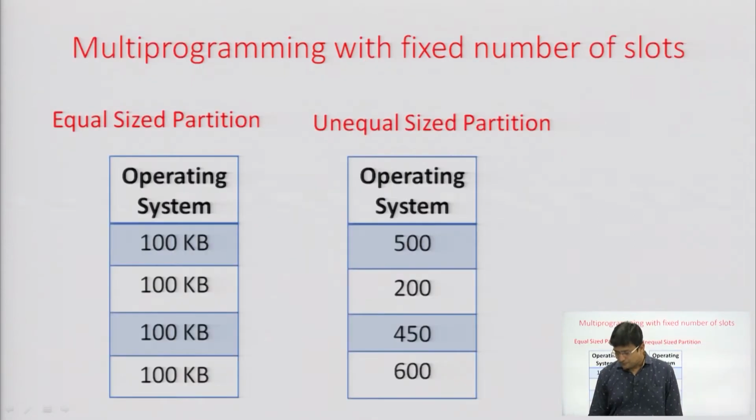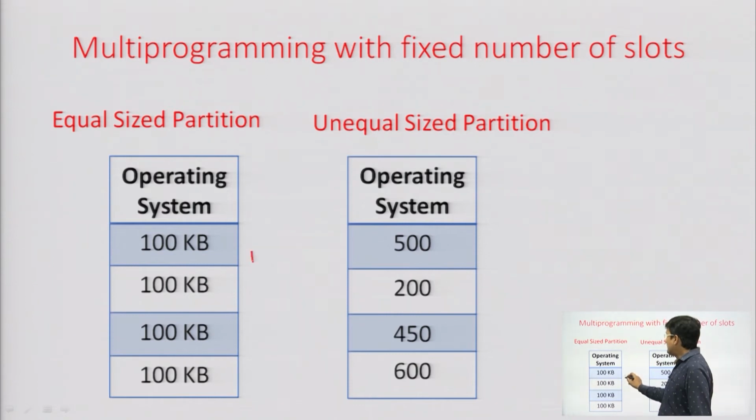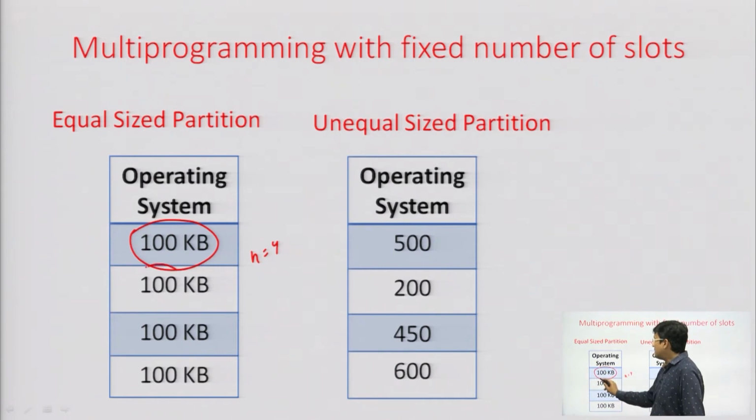We have discussed the fixed partitioning schemes. There are two fixed partitioning schemes. One is equal size partitioning. In this, we are restricting the degree of multiprogramming to 4 and each partition is of size 100 KB.